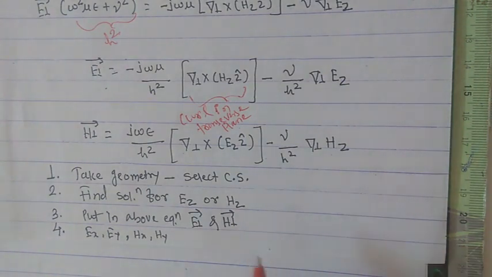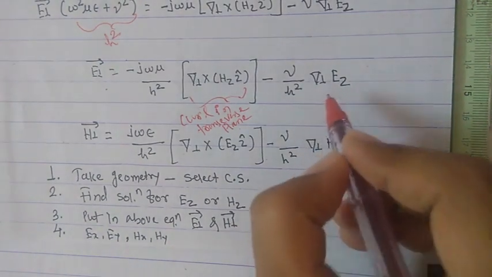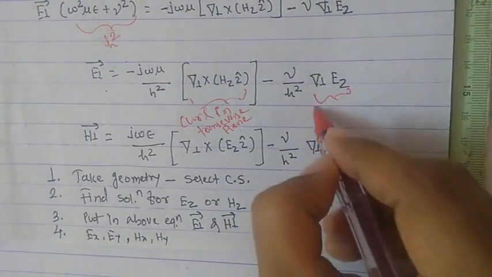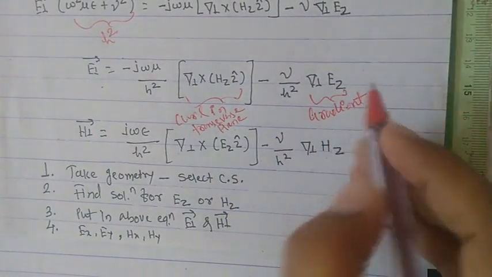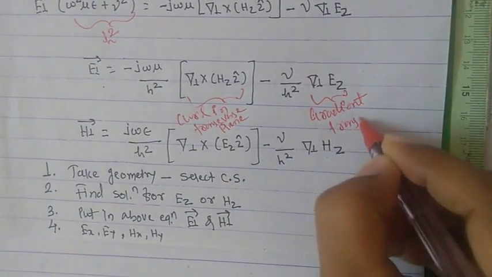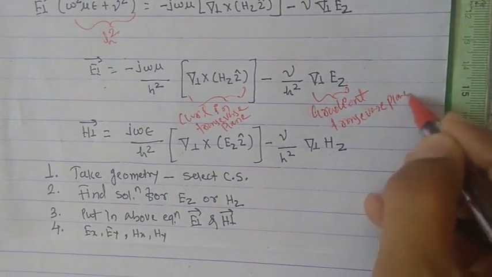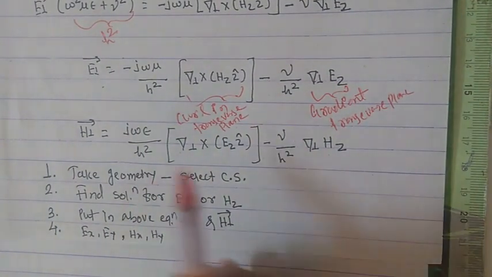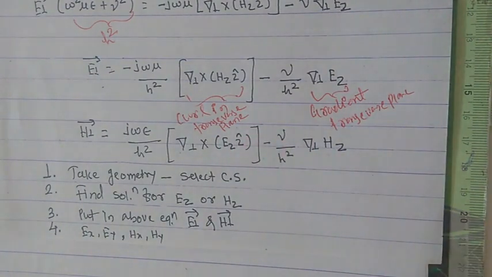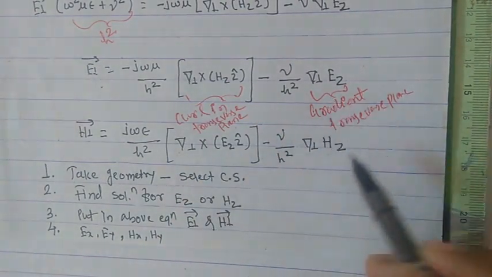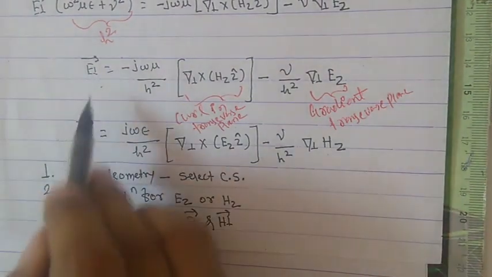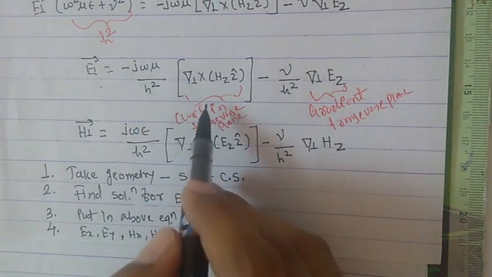And your second term is a gradient. This is also a gradient, and that will lie in a transverse plane. We'll see how this result lies in the transverse plane. We'll do this practice with a small example. So we know this is a curl, this is also a curl, this is a gradient, this is a gradient. Because these are the general equations, we'll find the general solution for these terms.